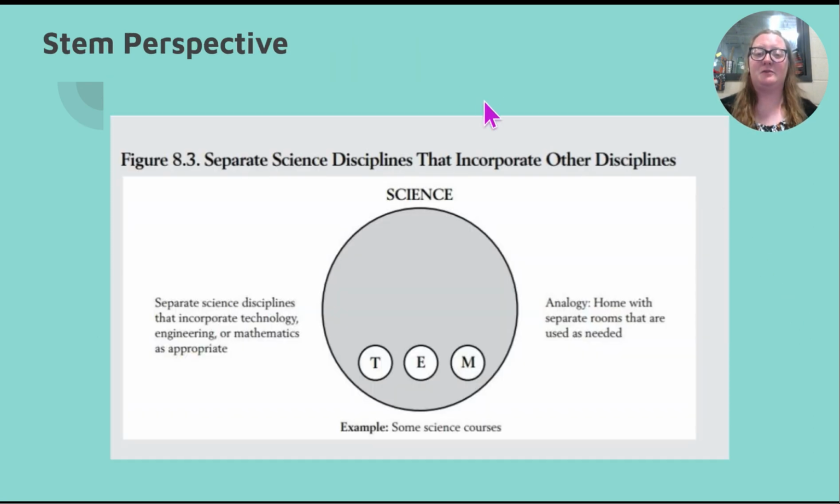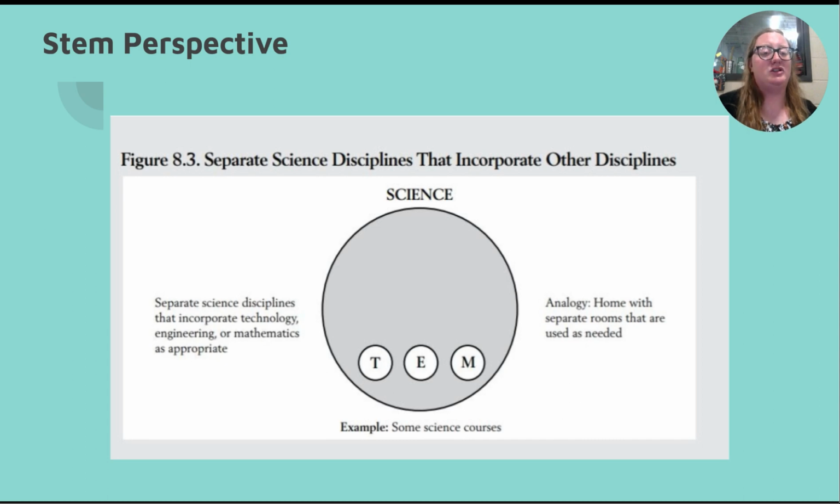As far as my STEM perspective goes, I really see this as the figure 8.3, separate science disciplines that incorporate other disciplines. So I have a very separate thing of veterinary medicine. And in veterinary medicine, we can incorporate science theory and concepts. We can incorporate technology, engineering, and math. They do overlap and come together, but we use them probably every day as we need to, as we're going through our discussions on the concepts in veterinary medicine.